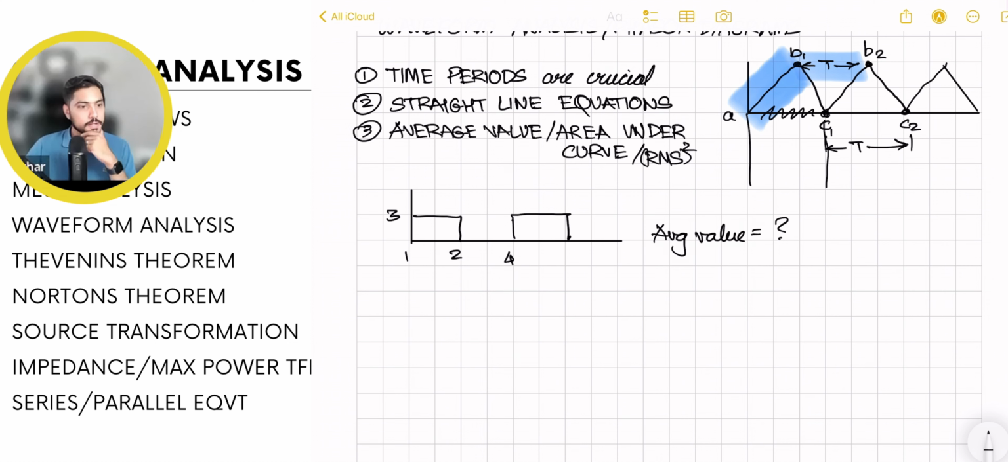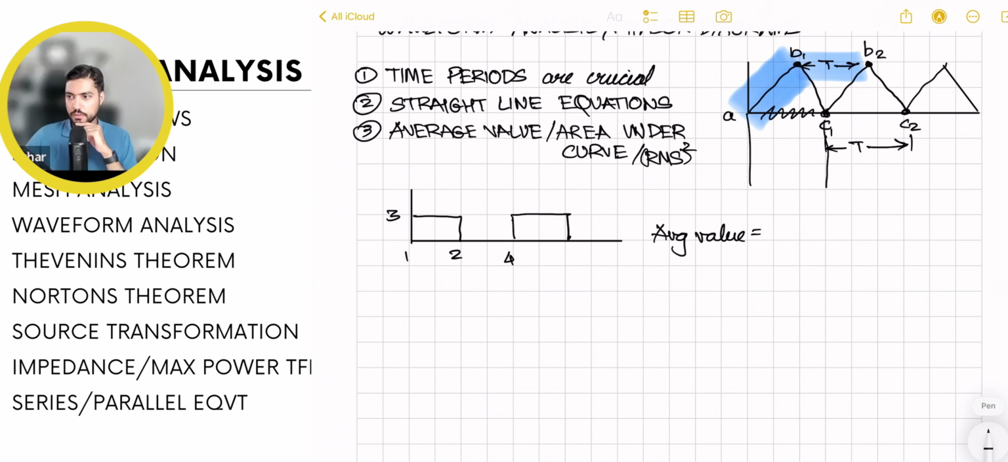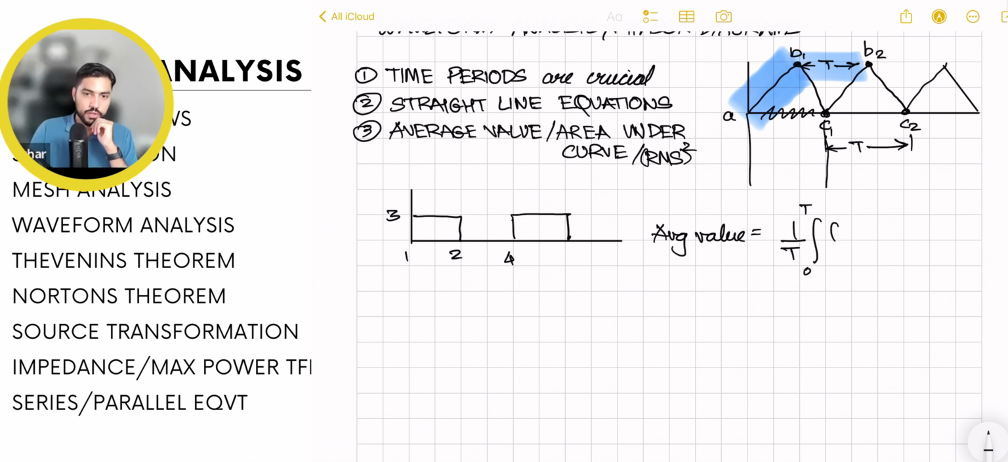Can you just eyeball it? Some of you can, but my recommendation is to use the formulas that are given in the reference handbook properly. So what is the equation for average value that is given in the reference handbook? The average value is defined as 1 over T, integral from 0 to T of the function.